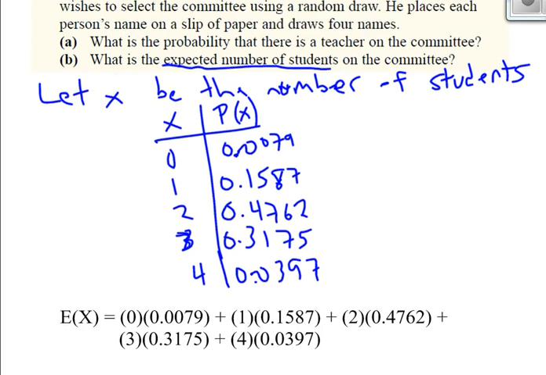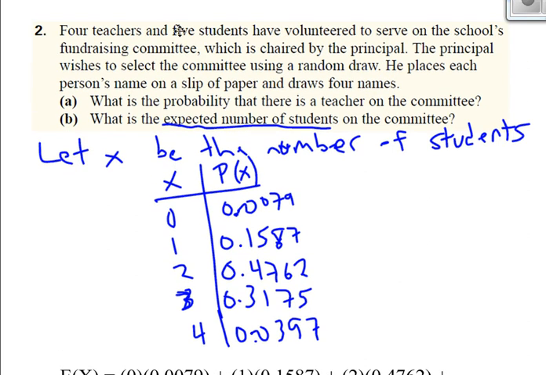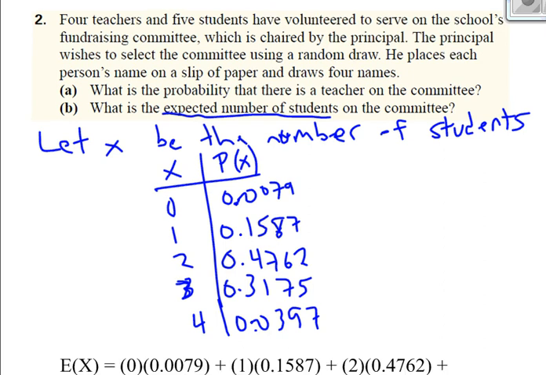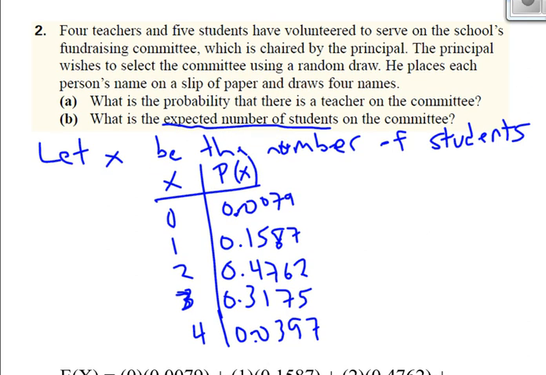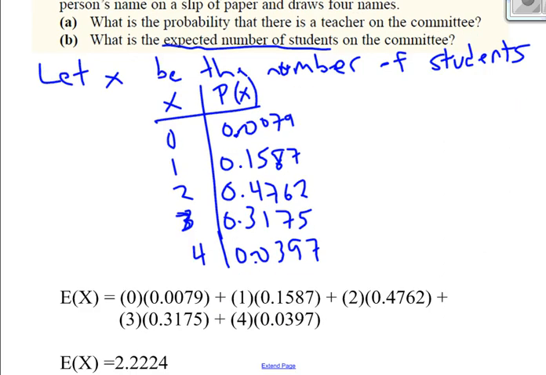Well, certainly, I needed to see a value between 0 and 5, because I can't have less than 0 students, and I can't have more than 5 students. Does it make sense that more than half of the committee is expected to be students? Yes, because more than half the people available are students. Not much more, but you'll notice my expected number is not much more.